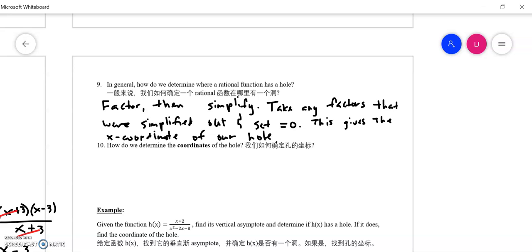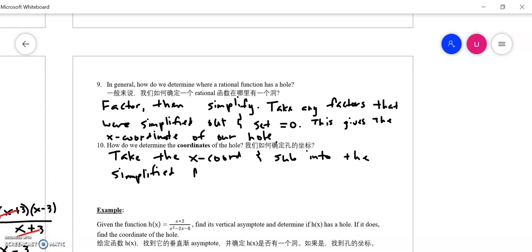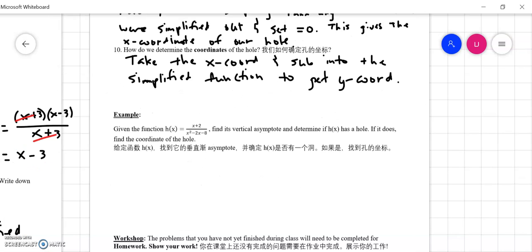So to determine the coordinates of the hole, take the x coordinate and sub it into the simplified function to get the y coordinate. We're going to practice this with an example.